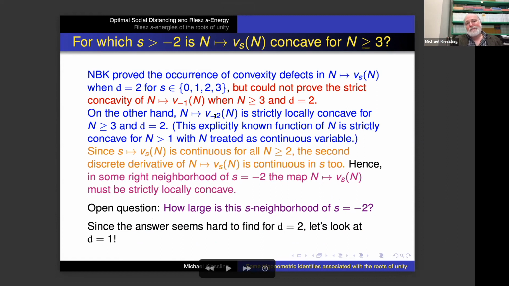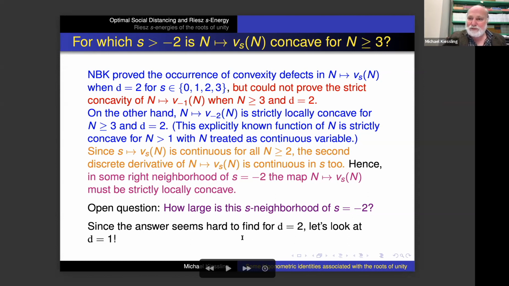On the other hand, having proved that this is strictly concave when s is -2, there must be a neighborhood by continuity where there is still strict concavity. The question is, how large is that neighborhood? Very difficult for us to find any answer for that in 2 dimensions. So let's look at d equals 1.